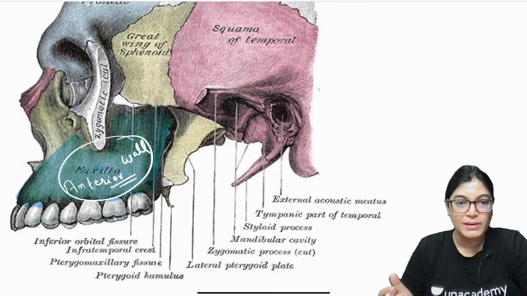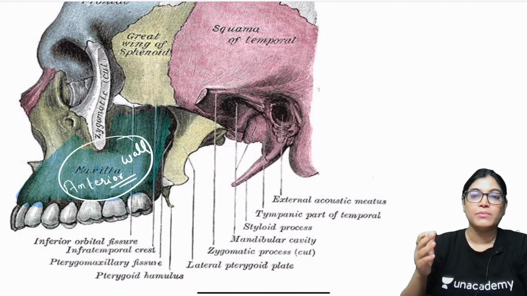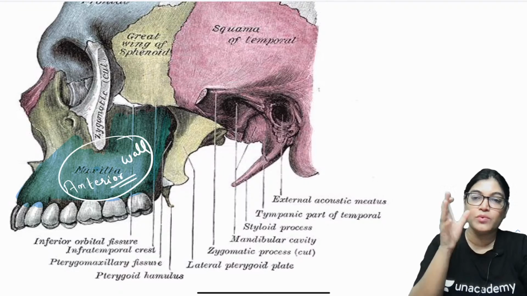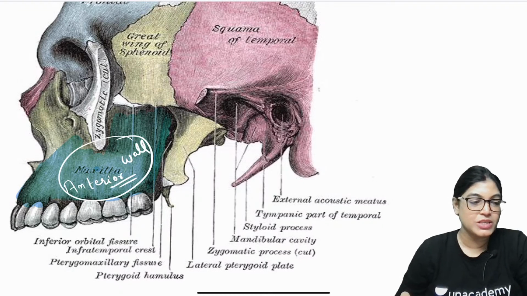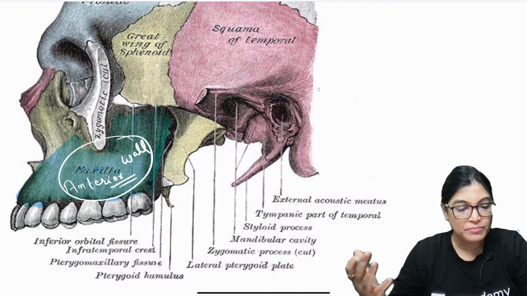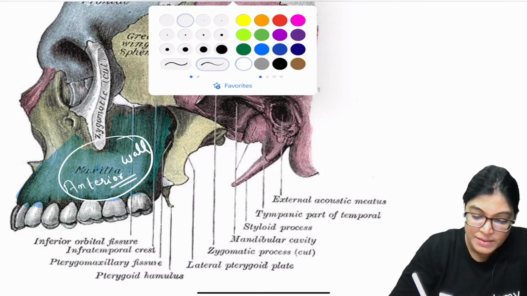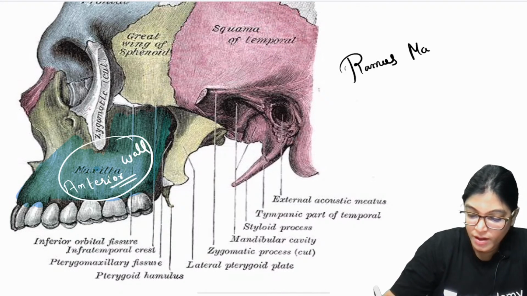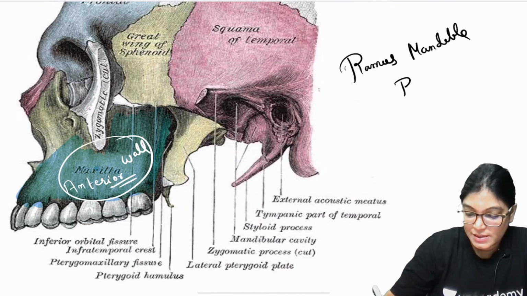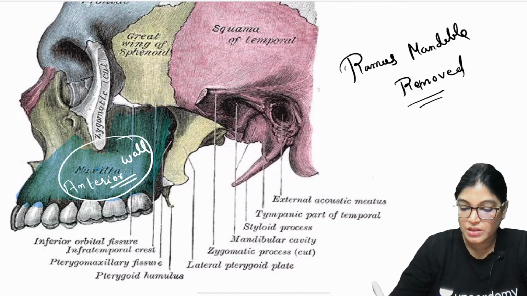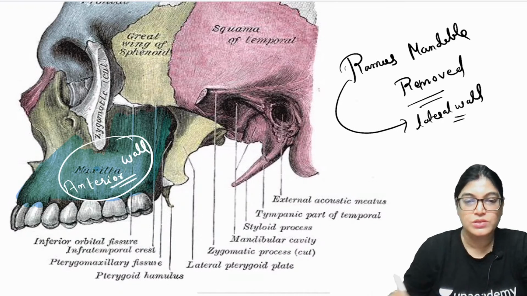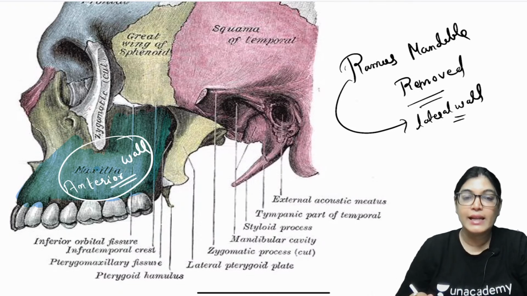Now the ramus of the mandible is not shown. Why is it not shown? Because the ramus of the mandible is removed so that you can get an overview of the infratemporal region. So this structure, the ramus of the mandible, is forming the lateral wall of the infratemporal fossa.